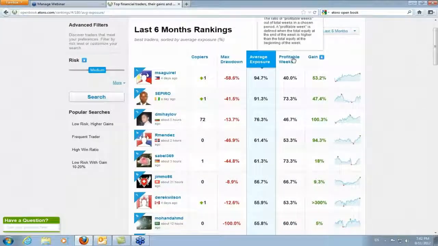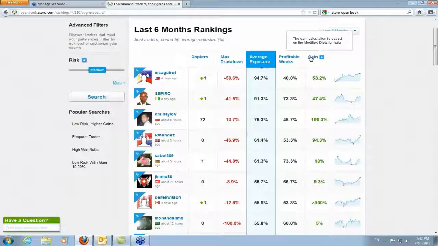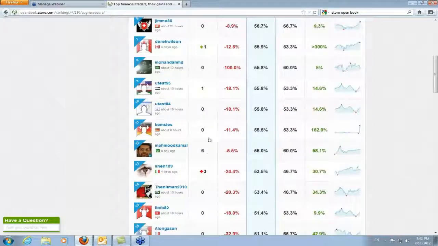Before we do, let me just explain the last and maybe most important statistic, the gain percentage. The percentage of gain is based on the modified Dietz formula, which is, bottom line, how much percentage was gained during the last 6 months. And these are staggering numbers because we see 100% return on the investments. So maybe he was a bit difficult to work with. 72 copiers, by the way, already. Let's hope he keeps up.